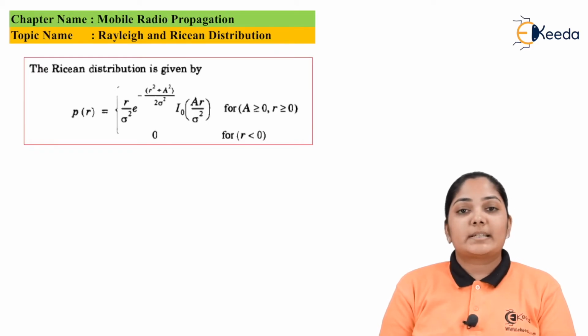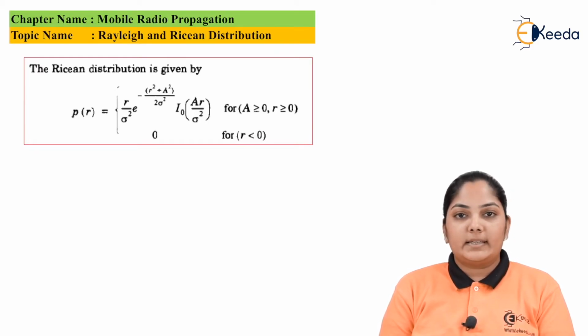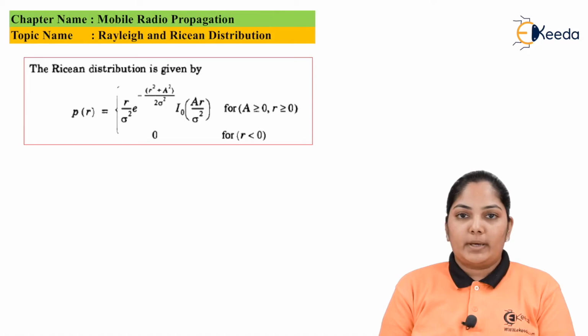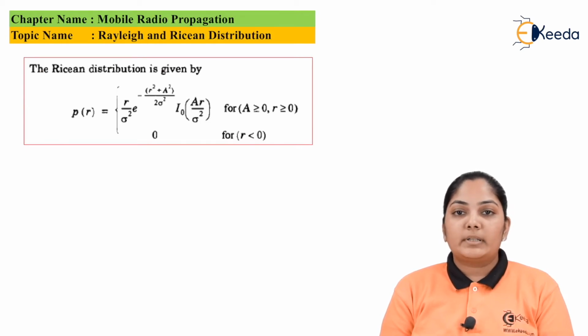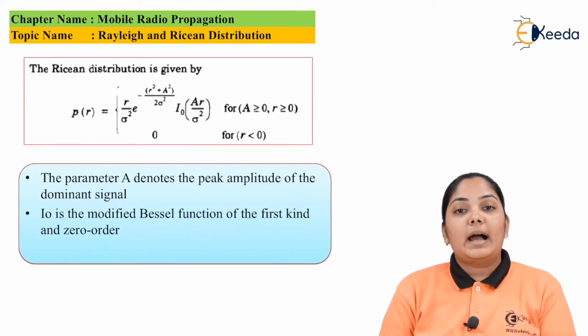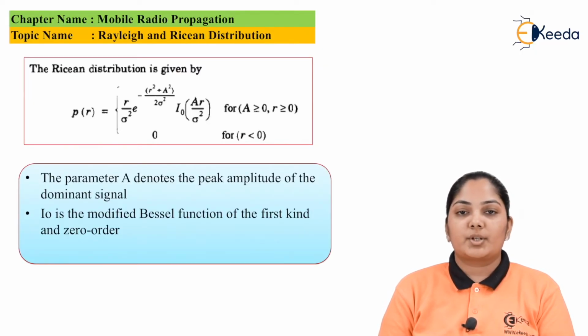The Ricean distribution is given by the formula P of R is equal to R upon sigma square e raised to minus R square plus A square upon 2 sigma square, I0 of AR upon sigma square, where A is greater than 0 and R is also greater than 0. A is nothing but the amplitude of the peak signal and R is the received signal. Sigma is the RMS value. I0 is defined as the modified Bessel function of the first kind, zero order.